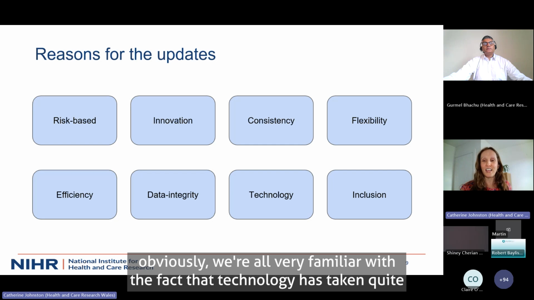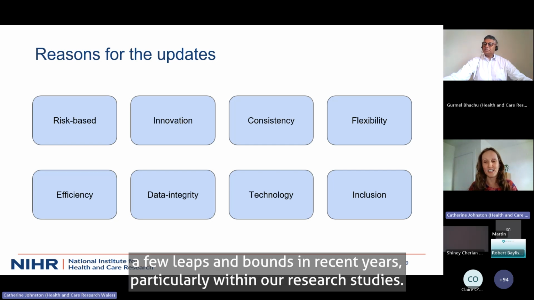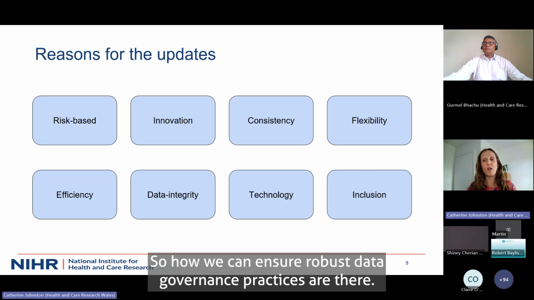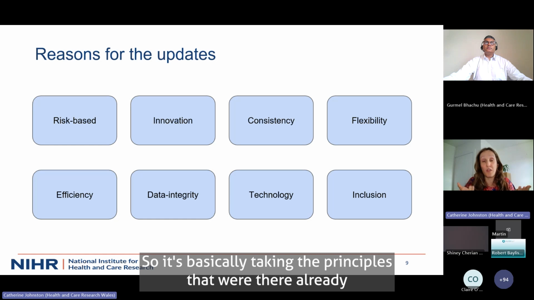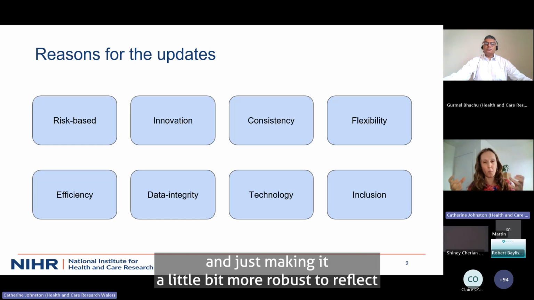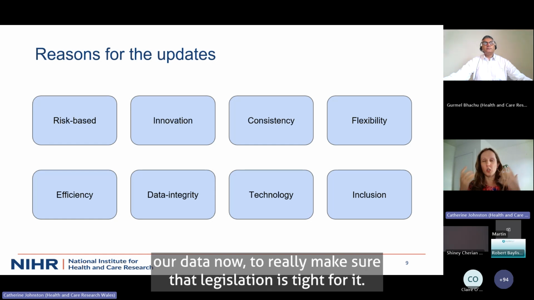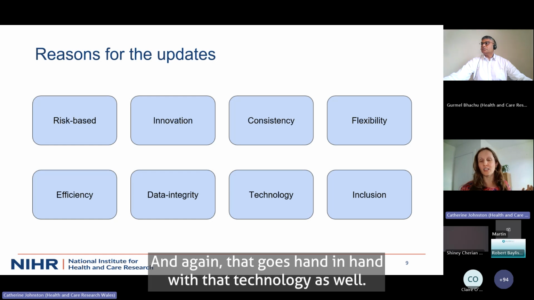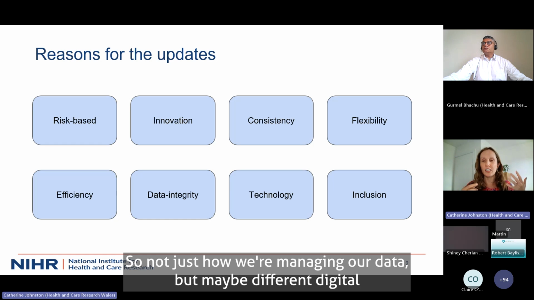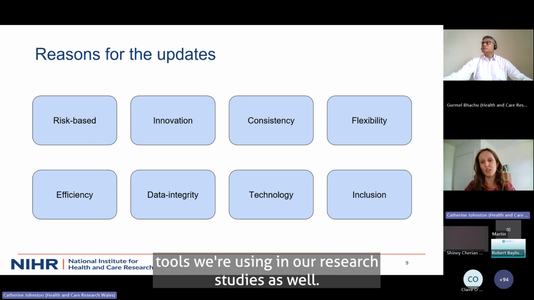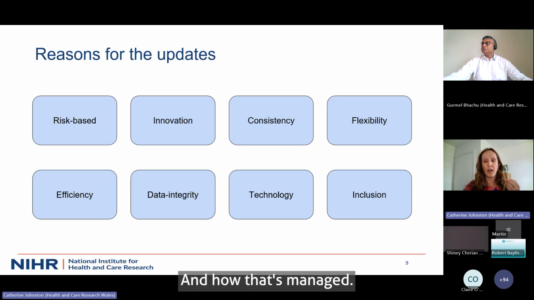Data integrity, obviously, we're all very familiar with the fact that technology has taken quite a few leaps and bounds in recent years, particularly within our research studies. So how we can ensure robust data governance practices are there. So it's basically taking the principles that were there already and just making it a little bit more robust to reflect the different ways that we're managing our technology, our data now, to really make sure that legislation is tight for it. And again, that goes hand in hand with that technology as well. So not just how we're managing our data, but maybe different digital tools we're using in our research studies as well, and how that's managed.